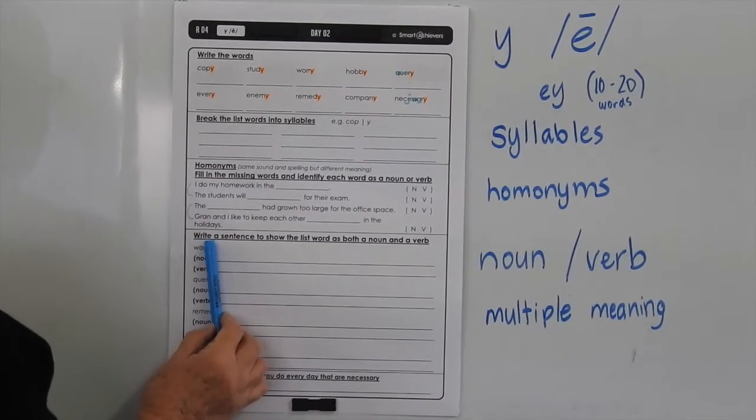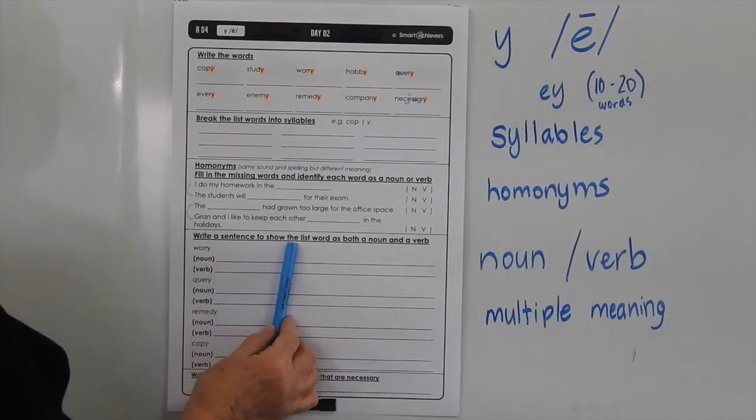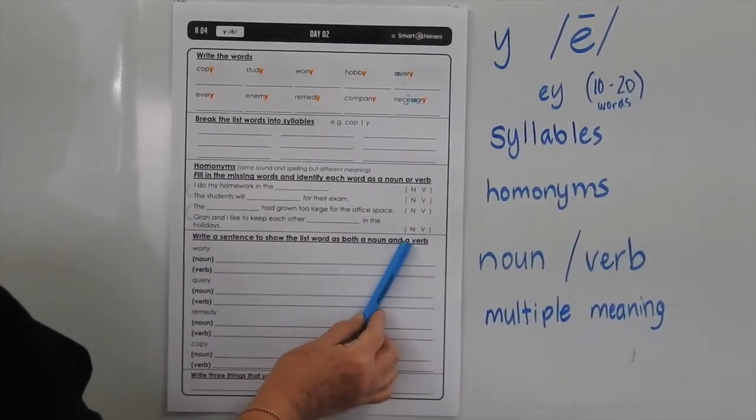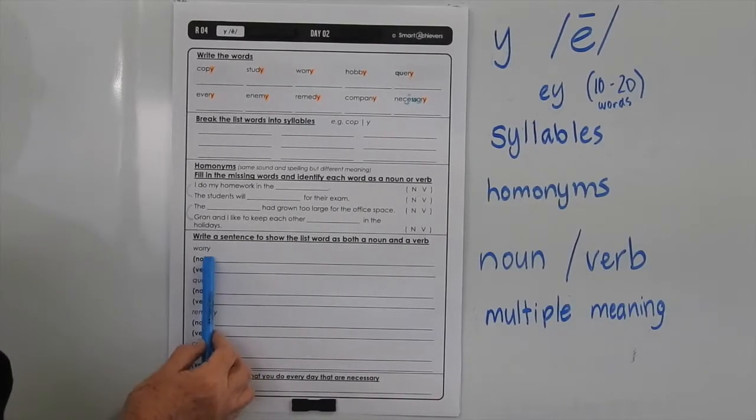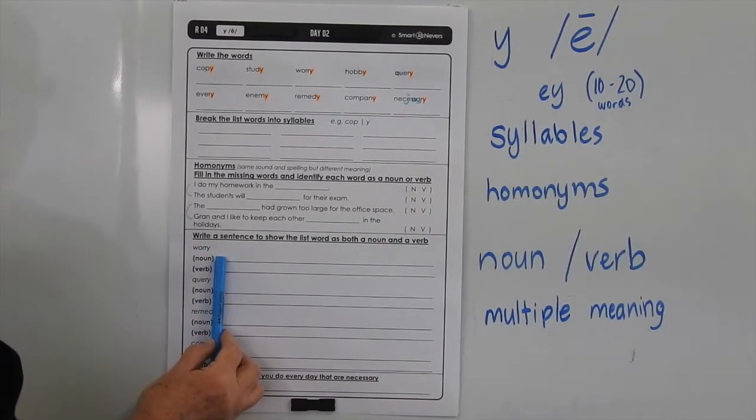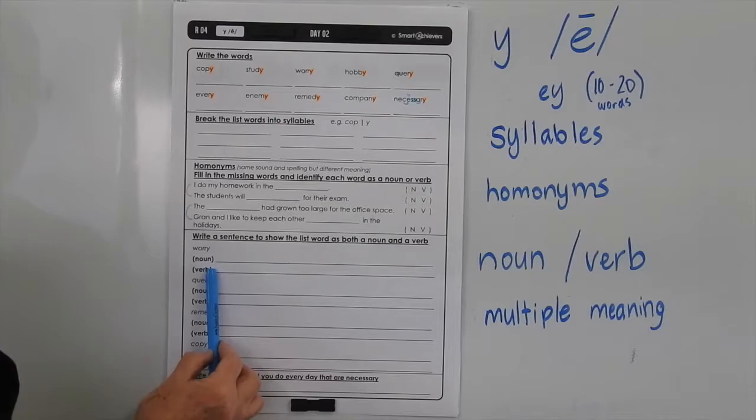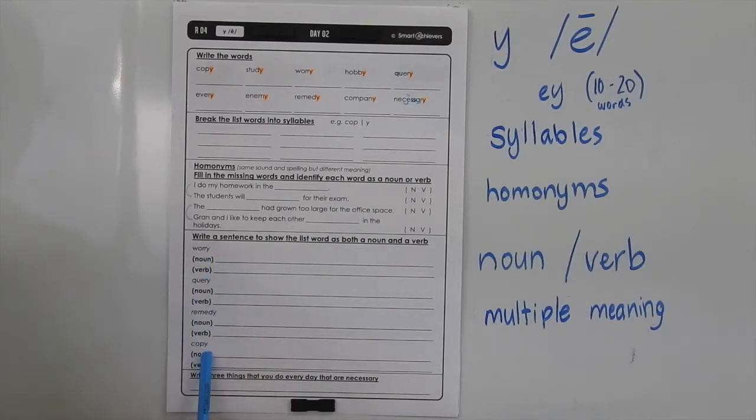Down here we want to really push you into writing sentences to show the list word as both a noun and a verb. So you're going to have to write worry as it could be used as a noun and then as a verb. And you can finish the rest of those. You may need to discuss them or look up the dictionary if you get stuck, or Google them. And then down here we just want you to write 3 things that you do every day that are necessary.